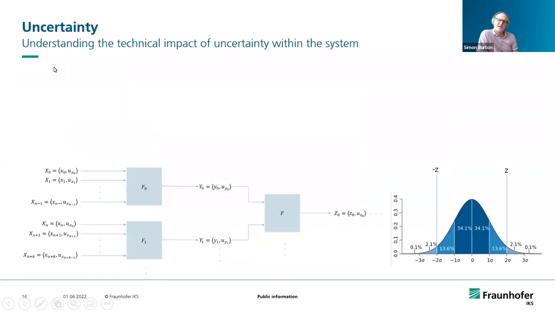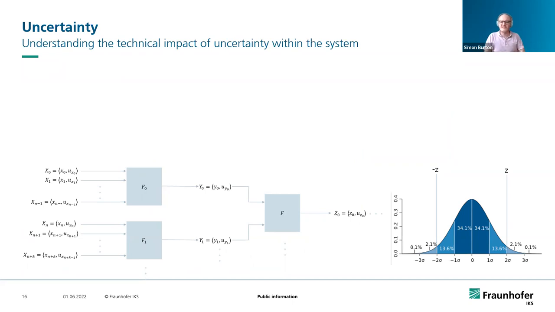Speaking of integrating into a wider system context, at a technical level, another thing that we as systems engineers are looking at is what we call uncertainty quantification and also uncertainty propagation.